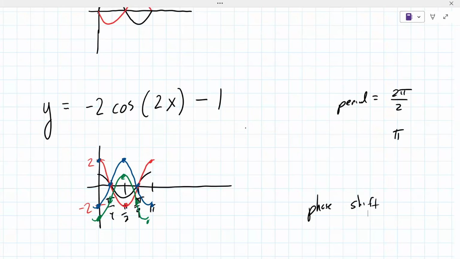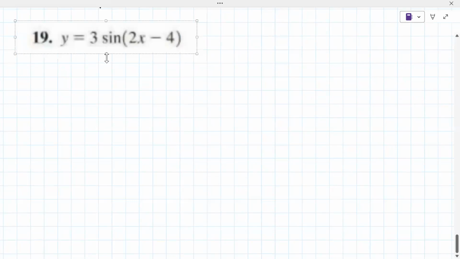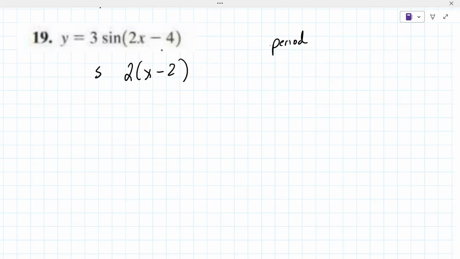There's a couple of little things that we need to make sure that you know about, and then there's kind of working backwards questions. All right, so here are a couple of problems for us to look at. Okay, 19 says y equals 3 sine 2x minus 4. So the first thing it asks you to find is the period, which you've been doing really well at, but you have not had any problems like this. What you do want to do is actually factor out whatever number is in front of the x to start.